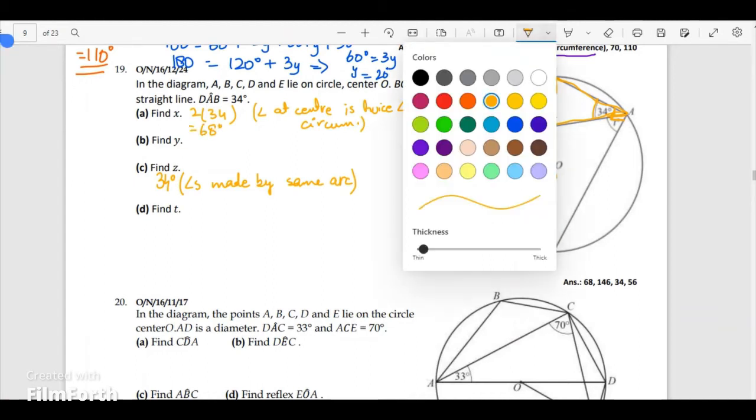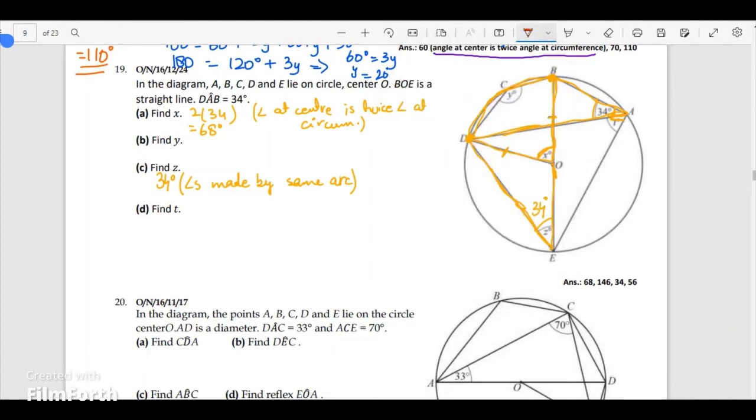Okay, next up we have to find y degrees. Y degrees is right here. It is actually at C. This C, this B, this D, this E, these four points lie on the circumference, and hence they make a cyclic quadrilateral. To make it more clear, I'm just erasing these lines. So this is the cyclic quadrilateral I'm talking about right here.